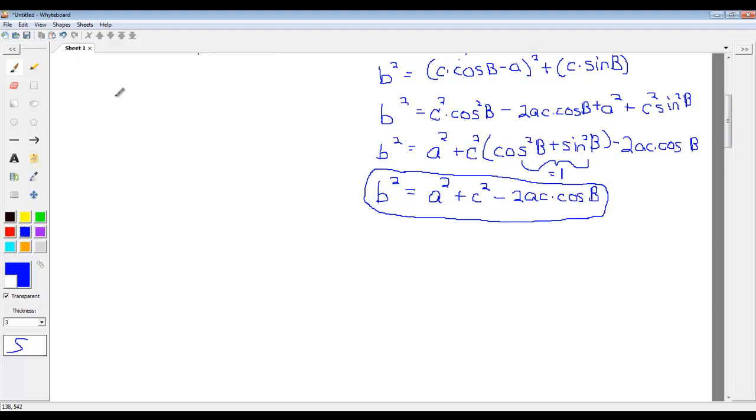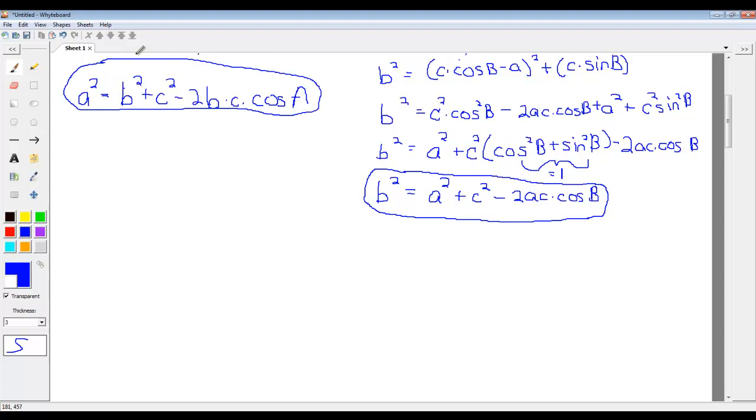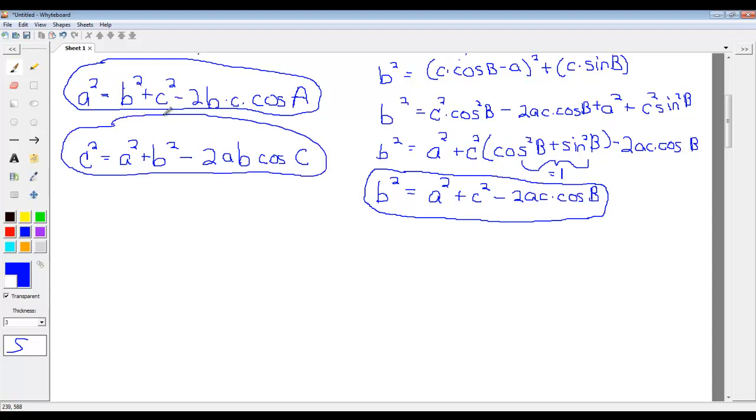Now a similar proof will show that a squared equals b squared plus c squared minus 2 times b times c times cosine of A. There's actually three formulas here. Each one solves for a different side. We also have in the law of cosines that c squared equals a squared plus b squared minus 2ab cosine of C. So we've got three formulas we can use now for solving an oblique triangle.